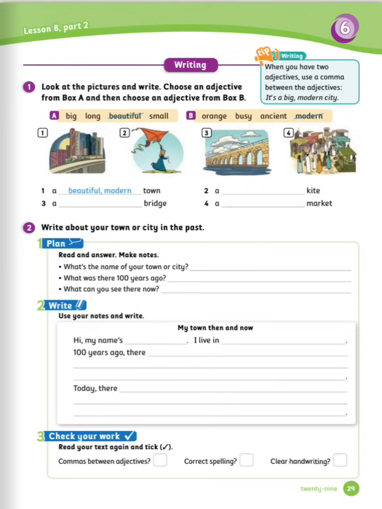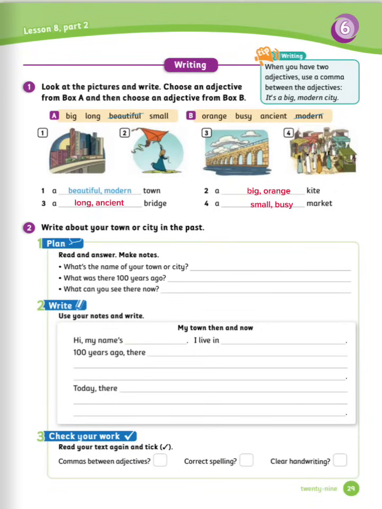Exercise number 1. Look at the pictures and write. Choose an adjective from box A and then choose an adjective from box B. Let's see the answers. Number 1. A beautiful modern town. Number 2. A big orange kite. Number 3. A long ancient bridge. Number 4. A small busy market.